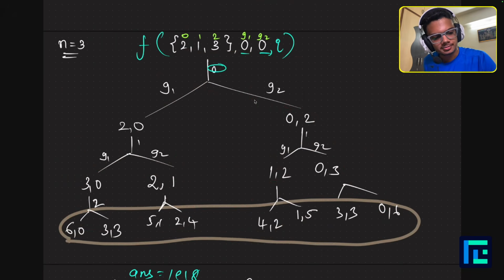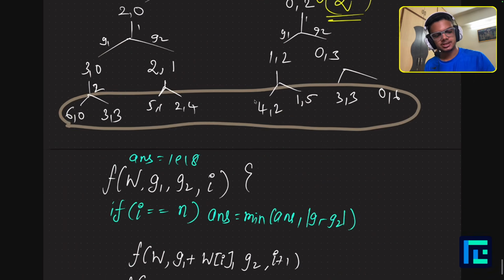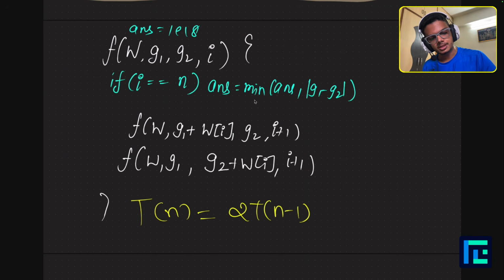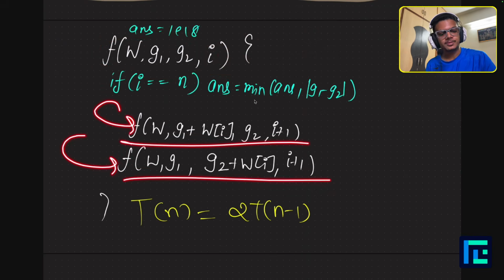So we'll be making 2 power n calls. And how much work do you do in every call? You just either add it to G1 or G2, right? So you don't do more than a constant amount of work. So the time complexity will simply be order of 2 power n. Or if you want to see it another way, the recurrence will look like this: the time to figure out the answer for n elements is equal to 2 T of n minus 1, right? To figure out the answer for n elements, you have to make 2 choices and solve the problem for n minus 1 elements, right?